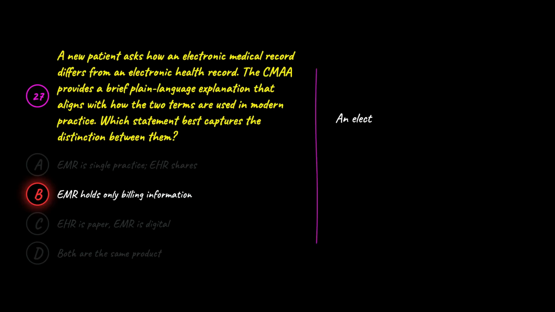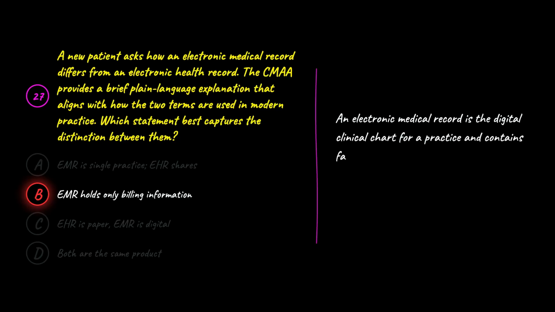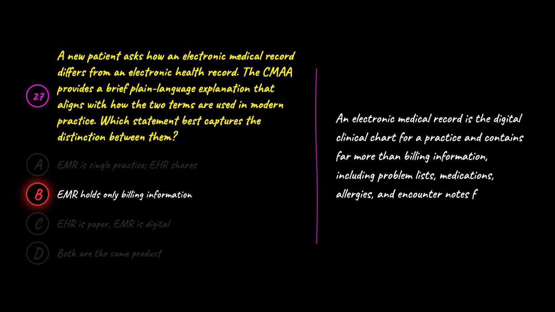B is wrong because an electronic medical record is the digital clinical chart for a practice and contains far more than billing information, including problem lists, medications, allergies, and encounter notes for the patient.